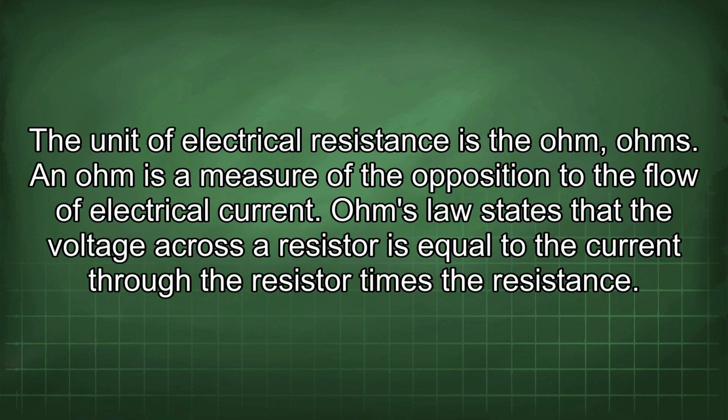The unit of electrical resistance is the ohm. An ohm is a measure of the opposition to the flow of electrical current. Ohm's law states that the voltage across a resistor is equal to the current through the resistor times the resistance.